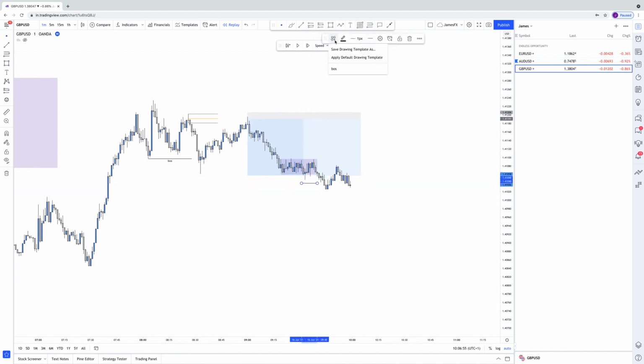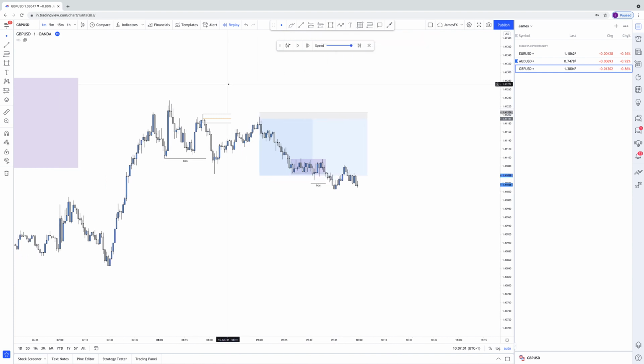And this is a new TradingView account, so all of my templates are gone, which is a bit annoying, so I've got to redo that.